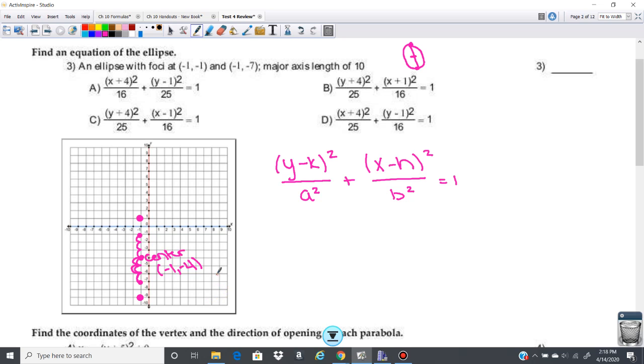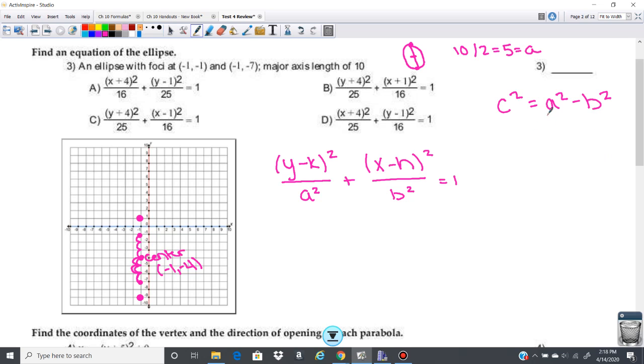I don't actually need those for my equation, because that can help me get a anyway. But if I wanted to pick out the correct graph, that would certainly help. So the major axis length being 10, and we know that half of 10 is 5. That's our a. a is the distance from the center to the vertex, one of the vertices of the ellipse. So our a is 5. Now we need to find b. To find b, we want to use the equation for the ellipse, c squared equals a squared minus b squared.